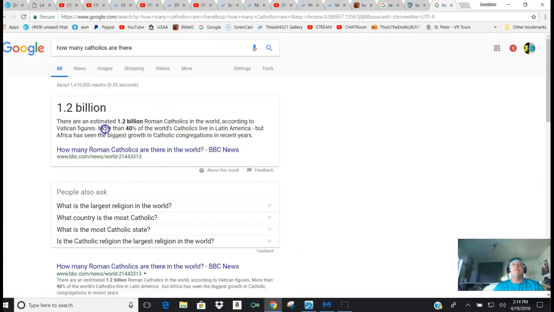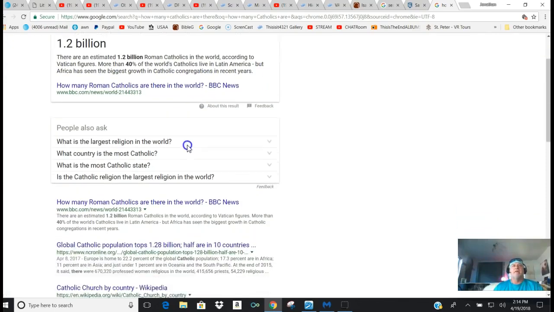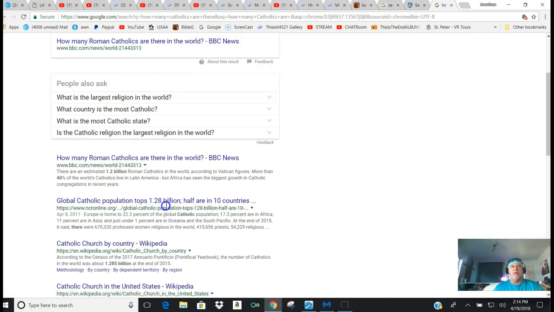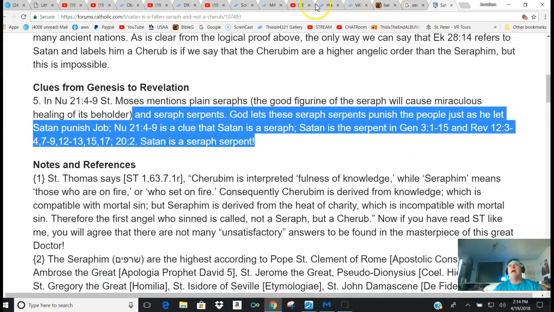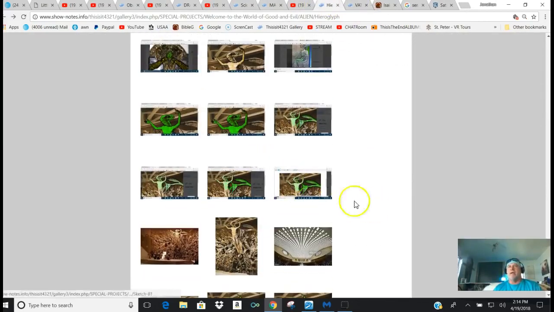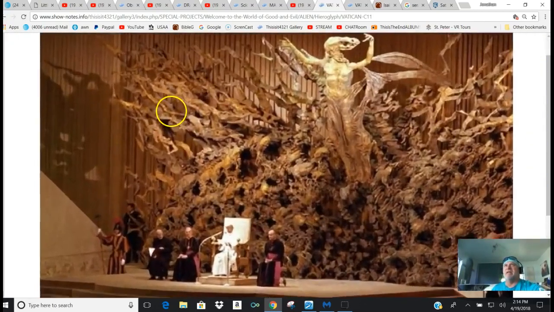There's 1.2 billion Roman Catholics in the world, according to Vatican figures. More than 40% of the world's Catholics live in Latin America, but Africa has seen the biggest growth in Catholics. Okay. So I read there's over 2 billion before, but right now we're looking at 1.2 billion people. So 1.2 billion people have a really big problem because unless they know or they've been told that the guy that's their leader sits in front of a statue that's a giant reptile coming out of the pit with the face of Jesus on the side.